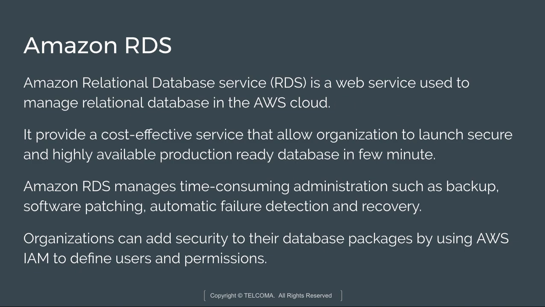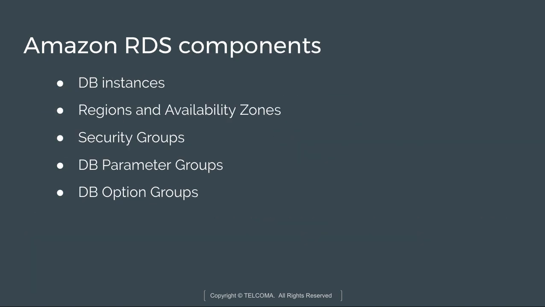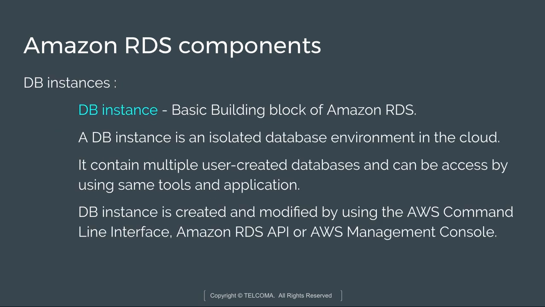Now, what are the components of RDS? So, we have database instances, we have regions and availability zones, we have security groups, database parameter groups, and database option groups. So, let's discuss its components.